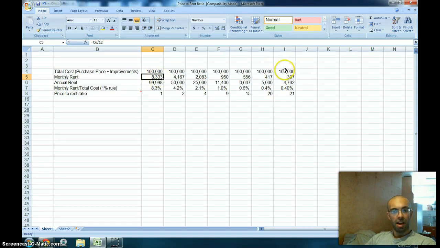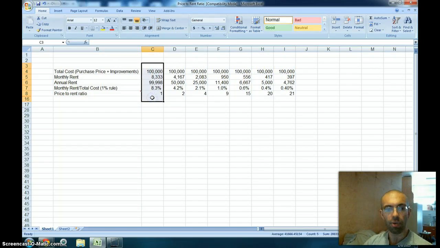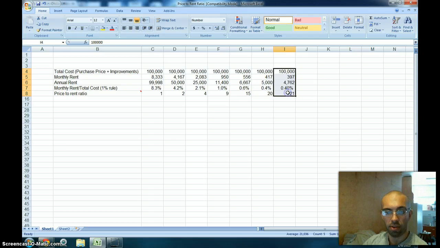Okay, so let's say I rented a place here, right? I would be paying $8,333 a month. Now that's really high rent. Versus over here, if I'm paying $397 a month rent, it's actually really cheap. Therefore, it's much better to rent in this area, assuming all of the variables are the same, because I'm paying a lot less in monthly rent.